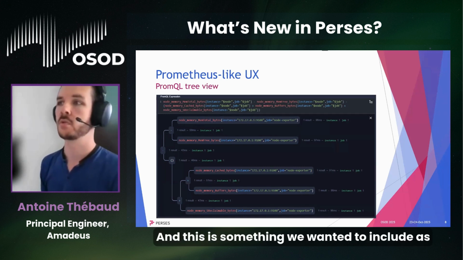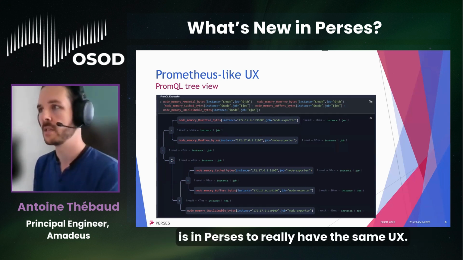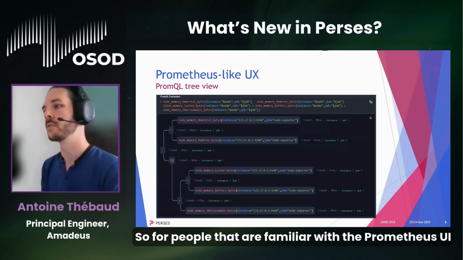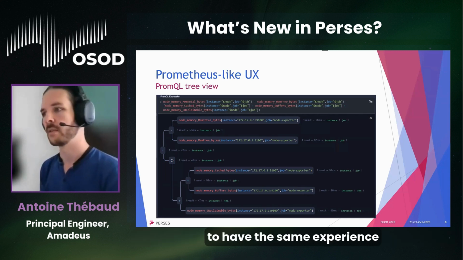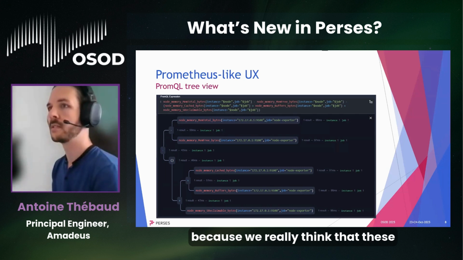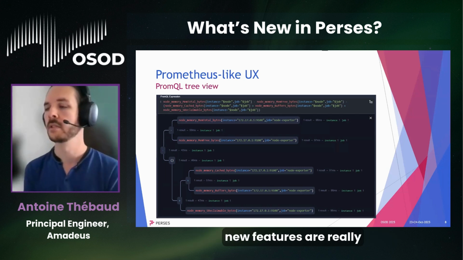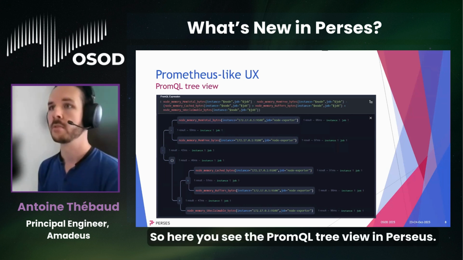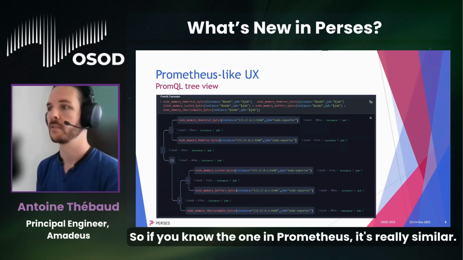And this is something we wanted to include as is in Perses to really have the same UX. So for people that are familiar with the Prometheus UI, they have the same experience in Perses, because we really think that these new features are really great. So here you see the PromQL tree view in Perses. If you know the one in Prometheus, it's really similar.